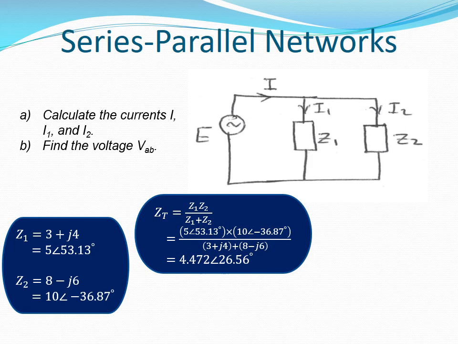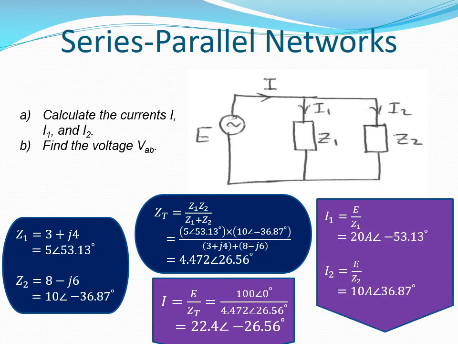The two branches are in parallel. Therefore, we can obtain the total impedance of the network using the formula for two impedances in parallel. We get the impedance as 4.472 ohms at 26.56 degrees.